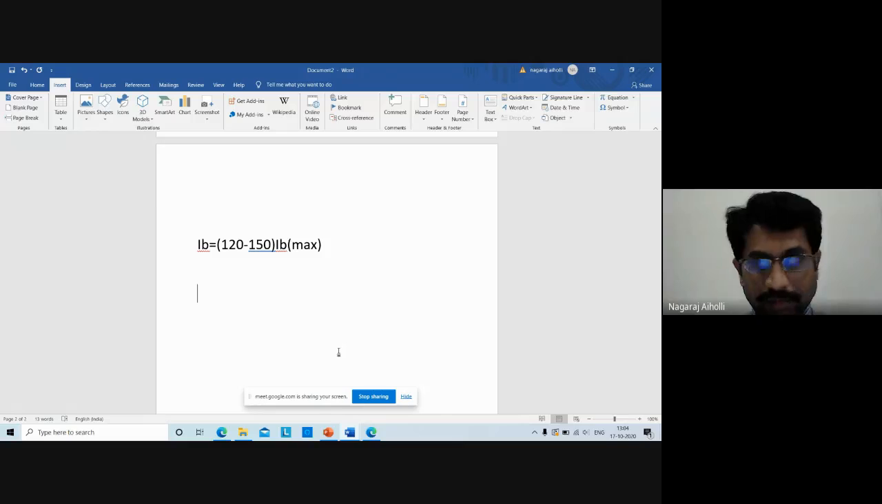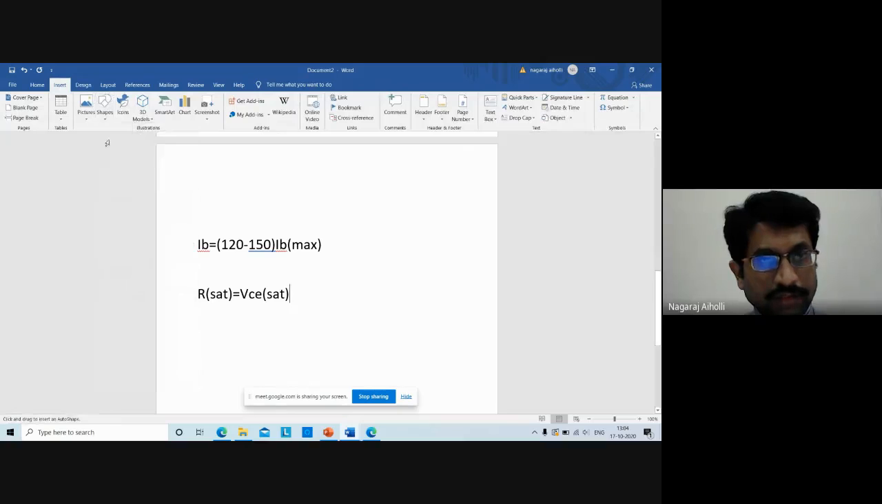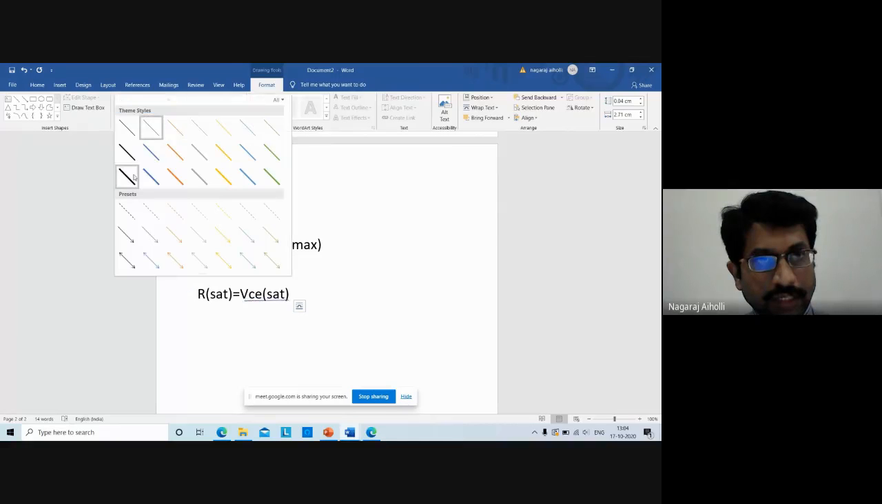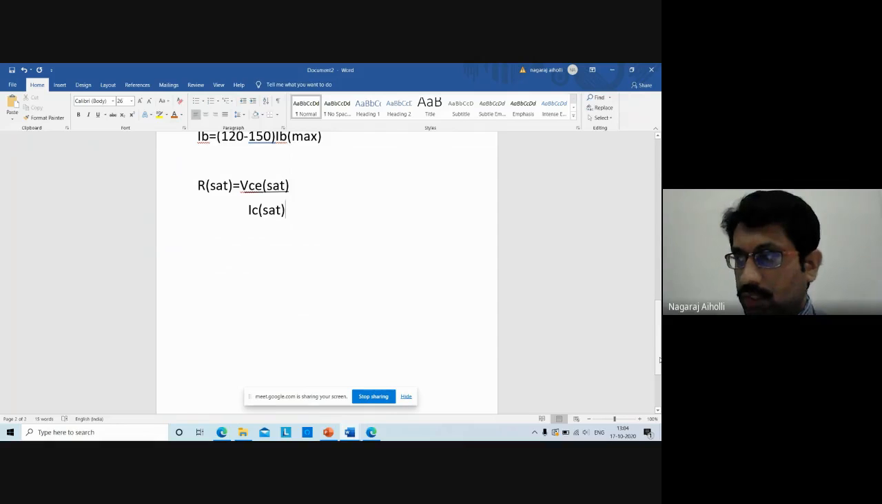Okay, so this is the condition. Then similarly, the saturation resistance is nothing but V by I, according to Ohm's law, for the transistor under saturation. R saturation is equal to VCE saturation divided by the current IC saturation. This gives the saturation resistance. Simple formulas: VCE sat divided by IC sat will give us R saturation. V is equal to IR, Ohm's law.